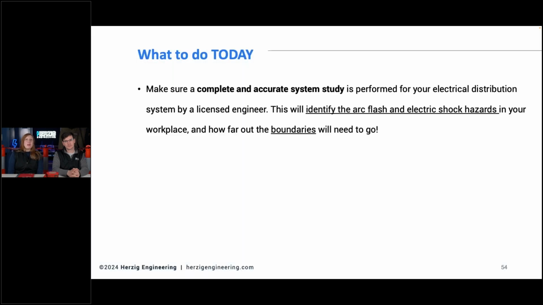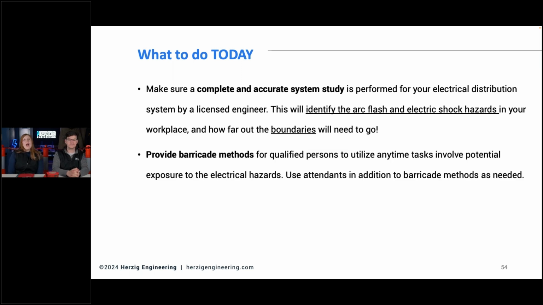Well, the first thing is just make sure there's a complete and accurate system study performed. It's got to be a licensed engineer. Most states require that because it is an engineering service, so you have to have someone licensed to sign off on it. This identifies arc flash and shock hazards so that you know how far out the boundaries are, what the severity is, what to wear within those boundaries, all those wonderful things that you have to do for safety. Yep. And then provide those barricade methods.